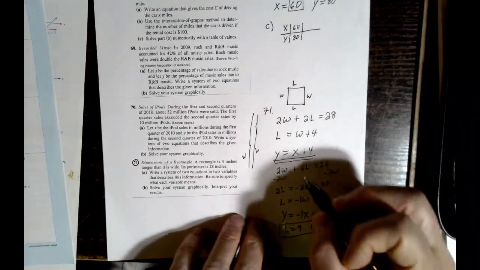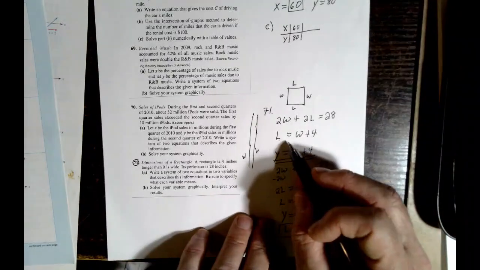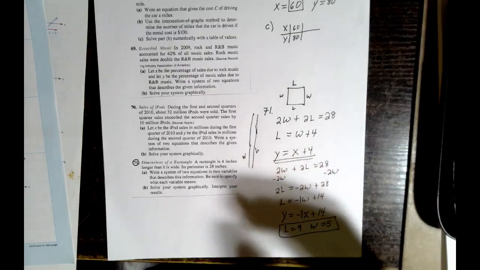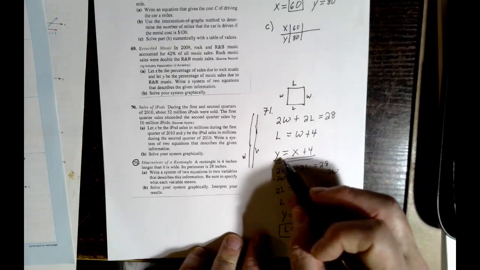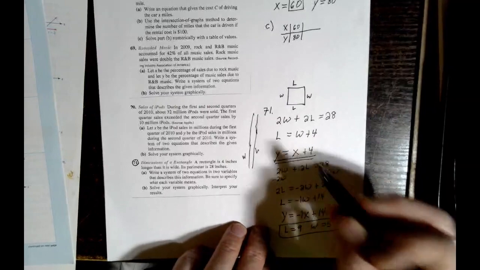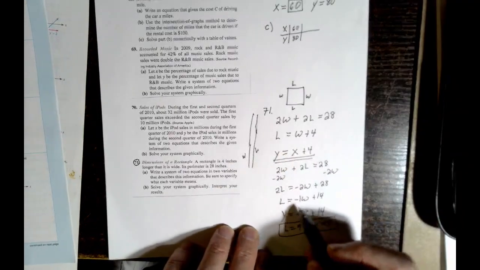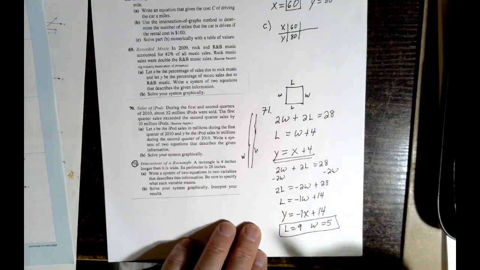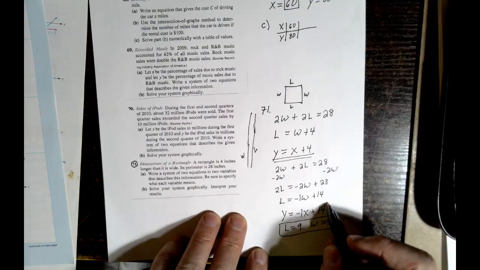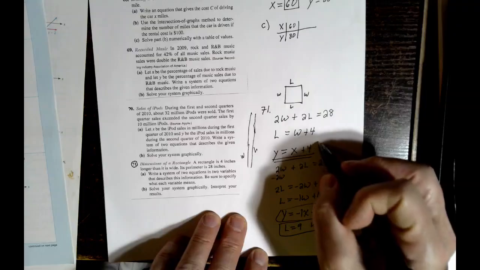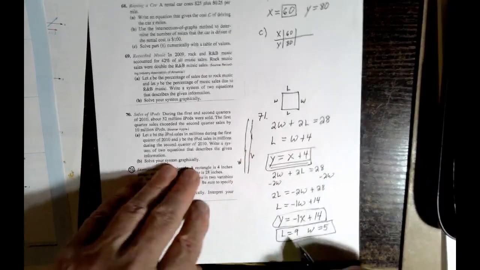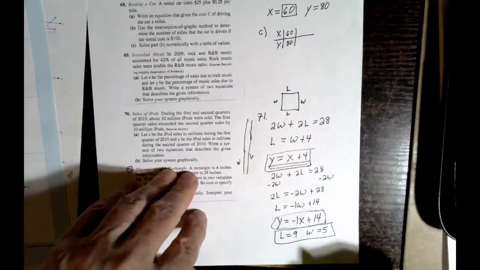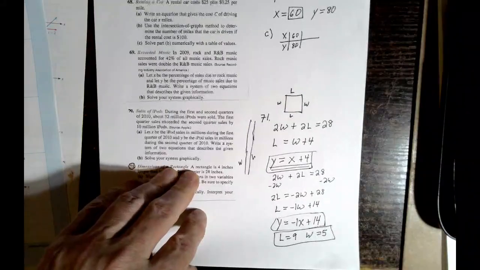All right? And so now you can write these in terms of L. You solve each one for L. L equals W plus 4. And solve this one for L, and you get L equals this, and instead of L you write y, instead of W you write x. And now you can type in both of these into your calculator, right? And when you find the intersection point, you find W equals 5 and L equals 9. All right?